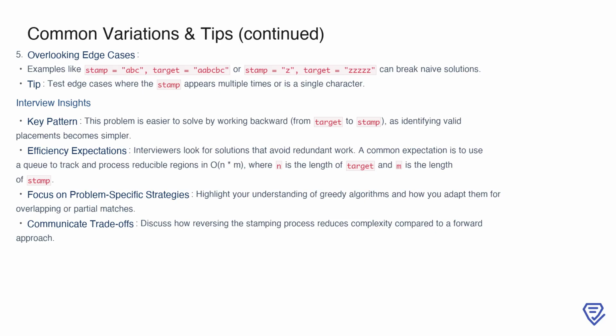Finally, make sure to communicate trade-offs in your approach. For instance, reversing the stamping process reduces complexity compared to solving it in a forward direction, and being able to explain these choices shows depth in your problem-solving strategy.